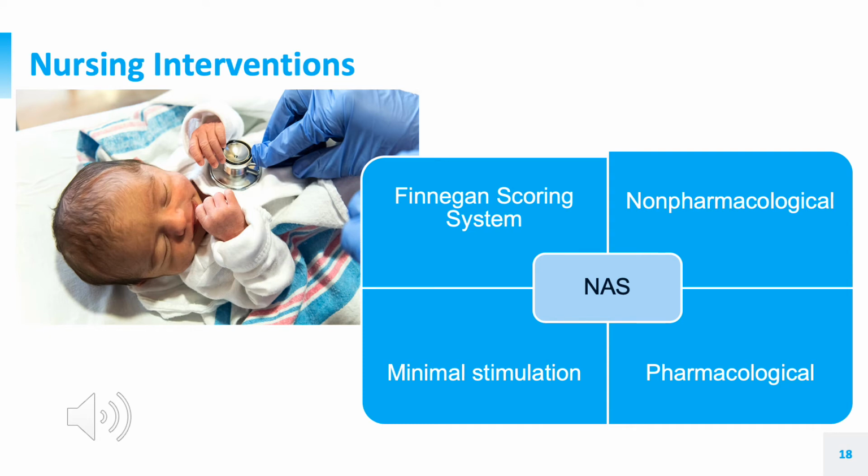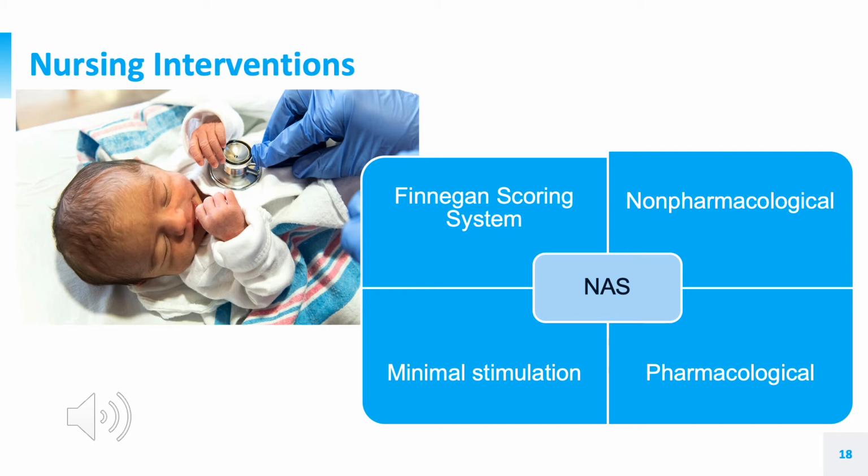Nursing interventions. The Finnegan scoring system is used to quantify the baby's withdrawing status. Non-pharmacological measures include feeding the baby high-calorie formula, swaddling, promoting a low stimulation environment, low noises, dim light, and really comforting that baby when they need it.